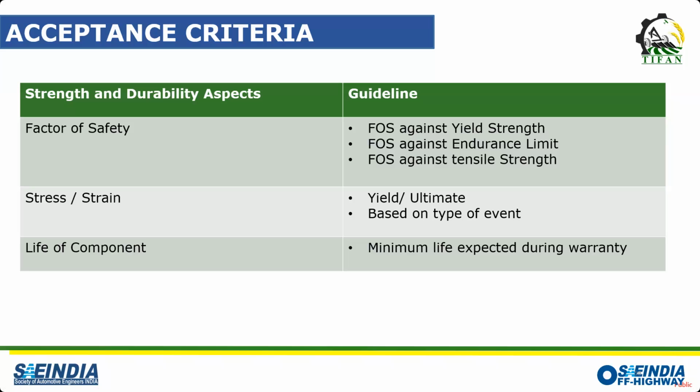Based on the type of event, meaning how many times that event will happen, if it is high cycle, then we can go for endurance and life of the component. Again, fatigue life will come into the picture, and based on that, we can decide whether it should be endurance or yield or what. I think this was my last slide.